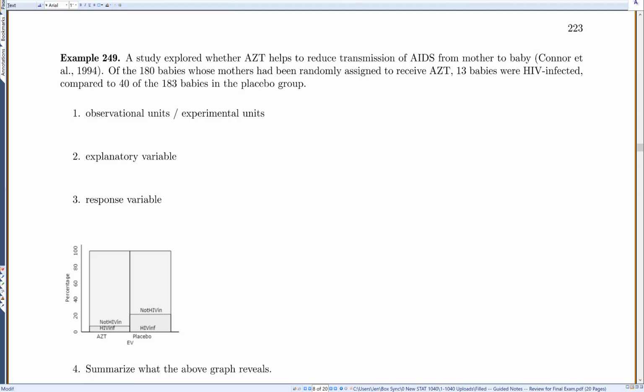It's called observational units if it's an observational study. It's called experimental units if it's an experiment. Okay. It looks like they're collecting data on the babies. Okay, so it talks about the moms, but I think they're just collecting info on the babies of whether or not the babies had HIV. So I think it would be the babies, would be the observational units.